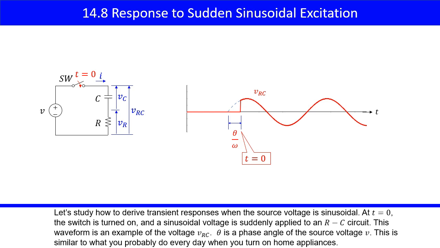At t equals 0, the switch is turned on, and a sinusoidal voltage is suddenly applied to an RC circuit. This waveform is an example of the voltage VRC. Theta is a phase angle of the source voltage V. This is similar to what you probably do every day when you turn on home appliances.